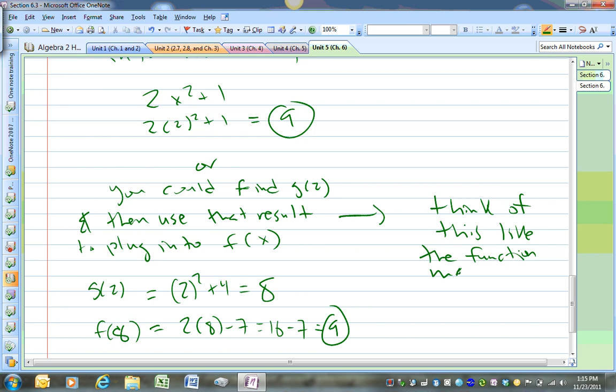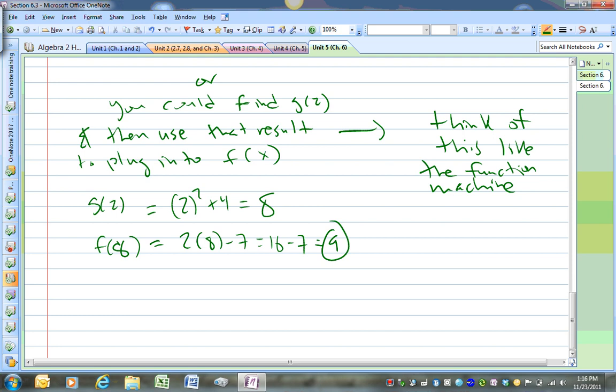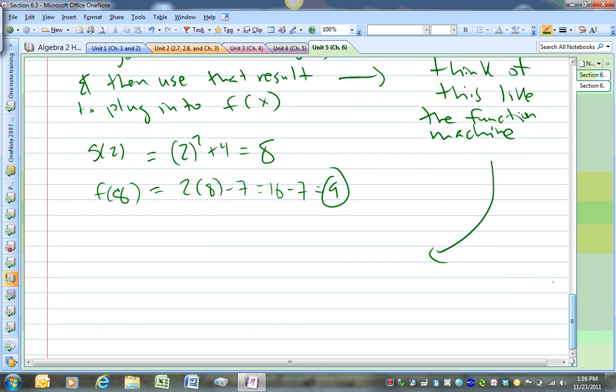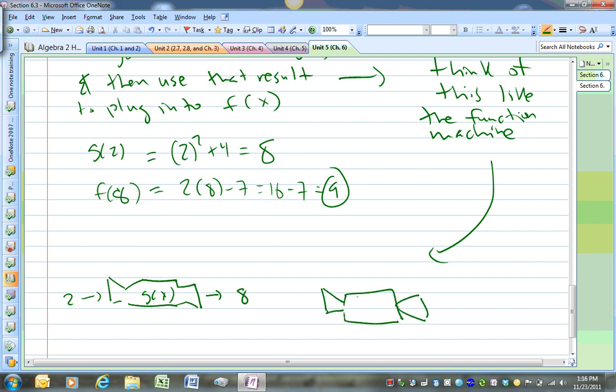So think of this like the function machine. And the way the function machine works, so here's g of x. You plug 2 in. Out comes an 8. Sorry, not a good artist. And here's f of x. Plug that in, and out comes a 9. You may have seen this in middle school. So, it's not really too bad. Let's try one more, for grins and giggles, and then I'll be done.